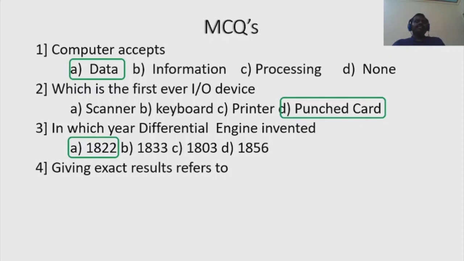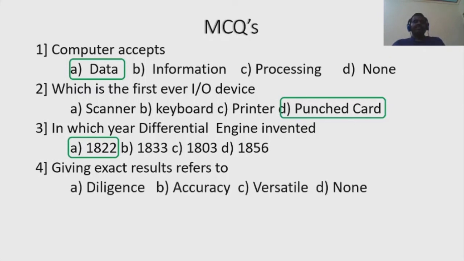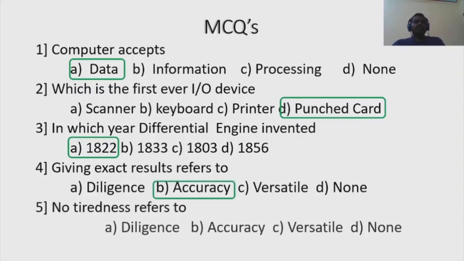Giving exact results refers to: diligence, accuracy, versatility, none. Accuracy. No tiredness refers to: diligence, accuracy, versatility, none. So here no tiredness refers to diligence.